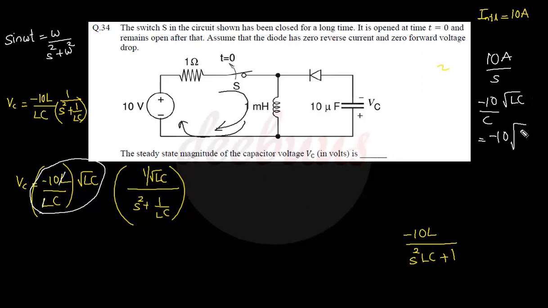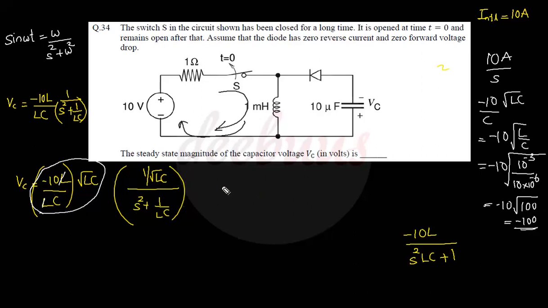cancelled. So root of L by C, that is equal to minus 10 into root of L, which is 1 millihenry, so 10 raised to minus 3, divided by capacitance 10 into 10 raised to minus 6, all in root. That is minus 10 into root of 10 raised to minus 3, 10 raised to minus 6 cancel. Denominator side 10 raised to minus 3 going to numerator side is 10 raised to 3, 10 raised to 3 by 10. That is 100. So the answer is minus 100.